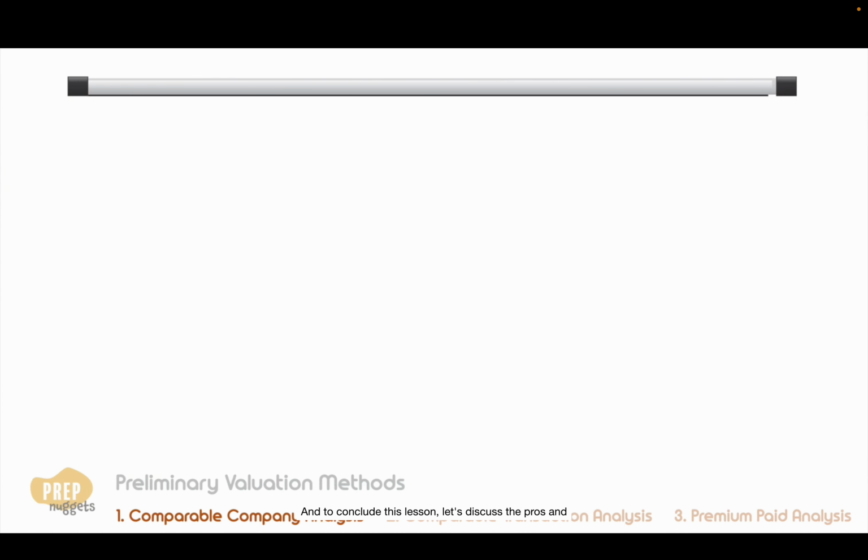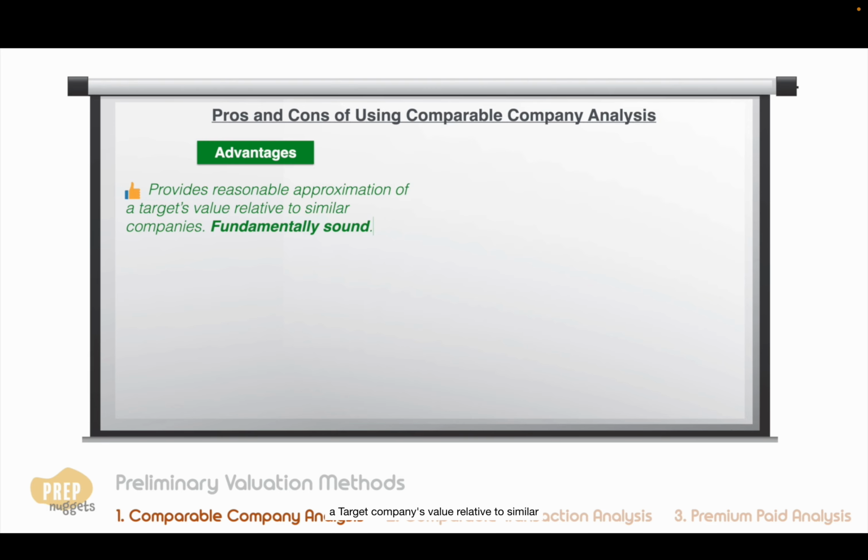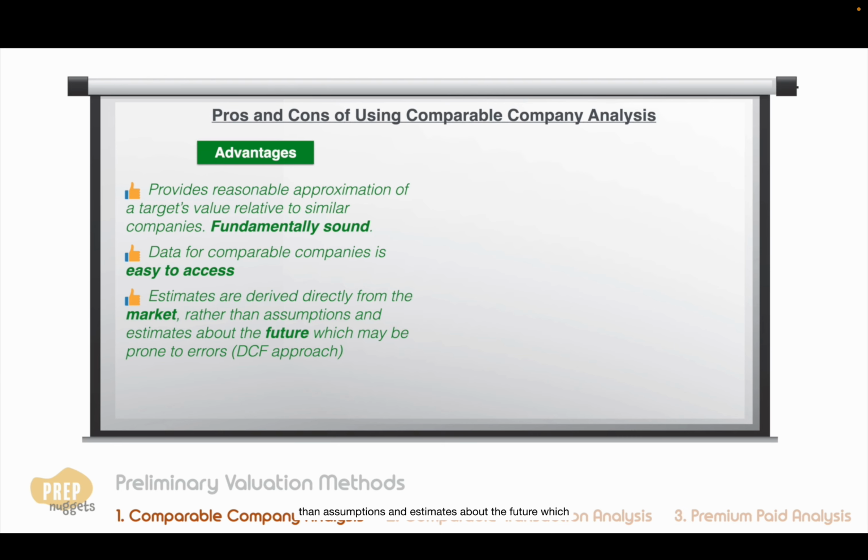And to conclude this lesson, let's discuss the pros and cons of a comparable company approach. Advantages-wise, it provides a reasonable approximation of a target company's value relative to similar companies in the market. This is a fundamentally sound approach. Also, data for comparable companies is easy to access due to filing requirements. And the estimates are derived directly from the market, rather than assumptions and estimates about the future which may be prone to errors.